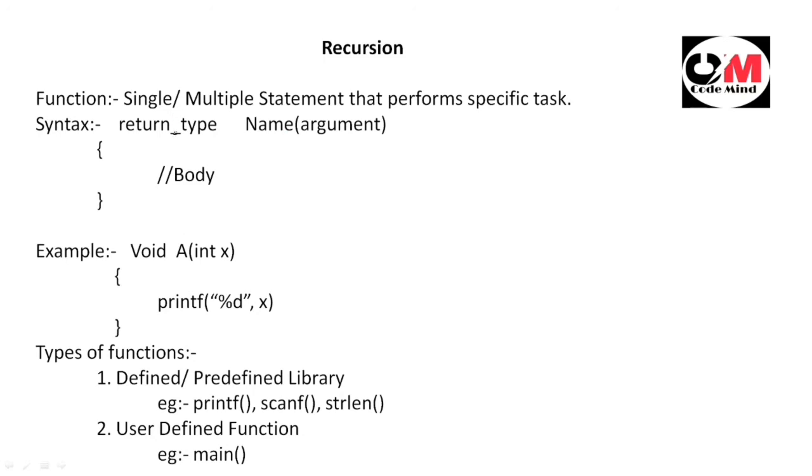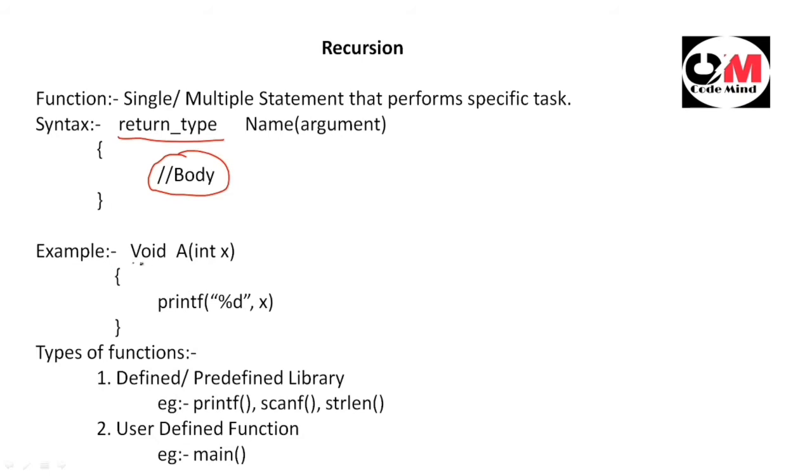Return type is what the function is returning. For example, void if the function is not returning anything, integer if the function is returning integer type, float if the function is returning float type. Depending upon what the function is returning, the return type will be that. The body is what the function is performing, the task the function is performing, and we write that inside the curly braces.